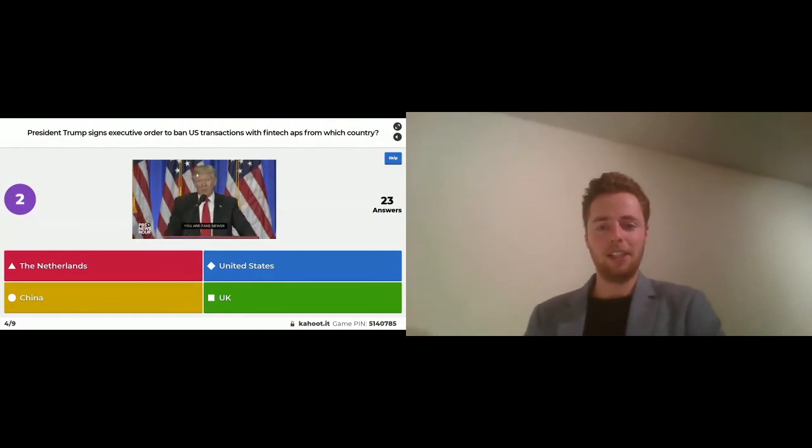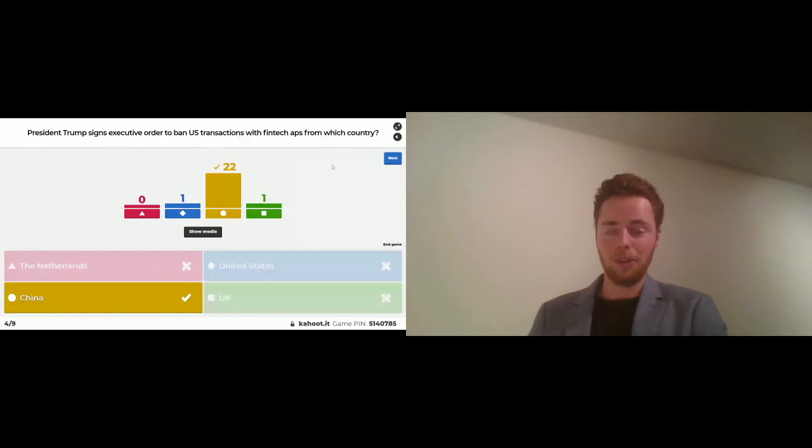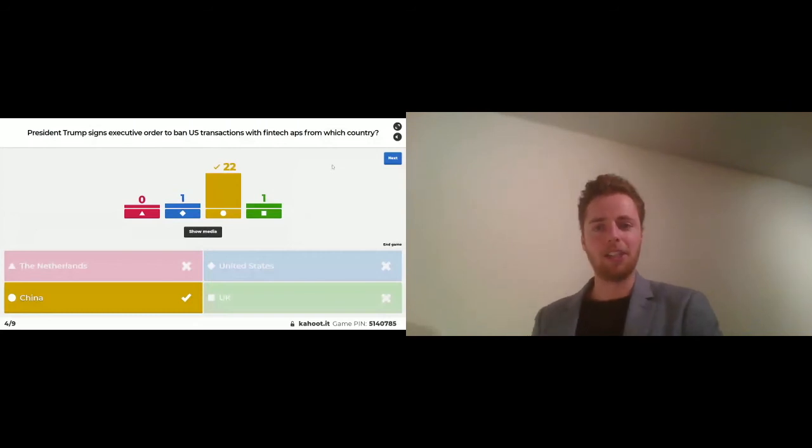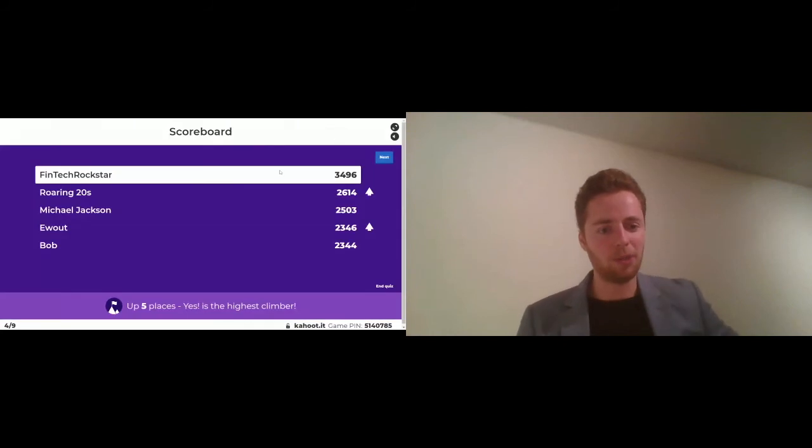And let's see who knew that. Indeed, of course, that's China. It's not from FinTech apps from the United States, although with what's happening right now, you really don't know what Trump is up to anymore. But well, let's go take a look at the scoreboard. FinTech Rockstar is taking a leap from the number 2 place with Roaring 20s and Michael Jackson still in there. Ewout in the top 5 as well.